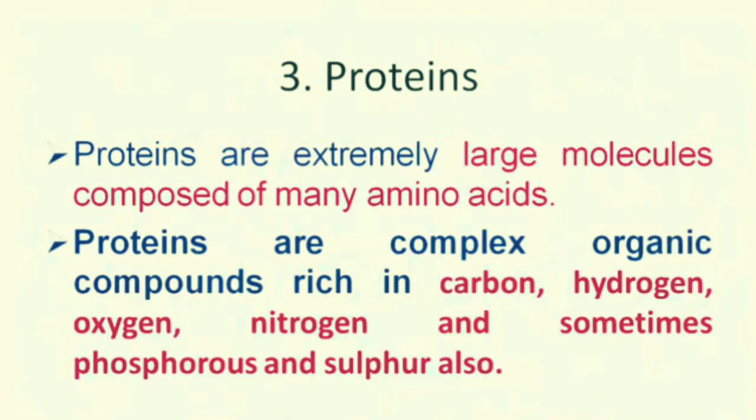Now, till here we have seen the major role of the two nutrients, that is carbohydrates and fats. Let us now move to the proteins. Proteins are extremely large molecules of amino acids. They are complex organic compounds which are rich in carbon, hydrogen, oxygen, nitrogen and sometimes phosphorus and sulfur, etc.